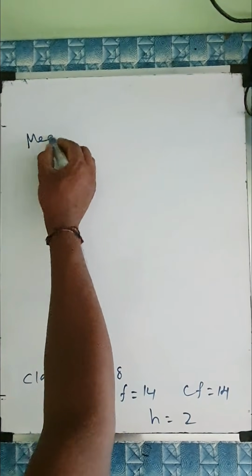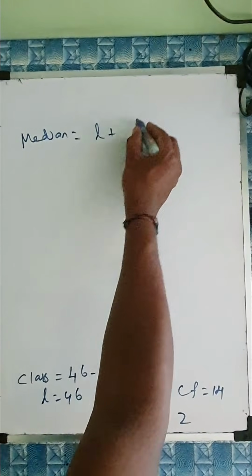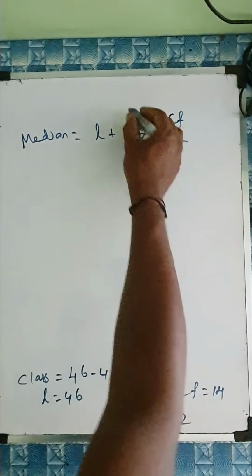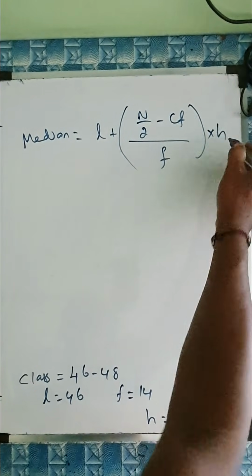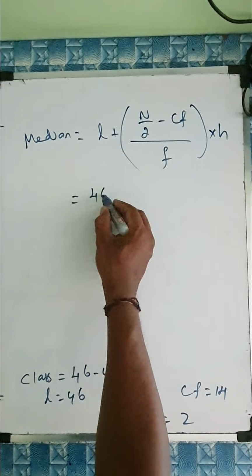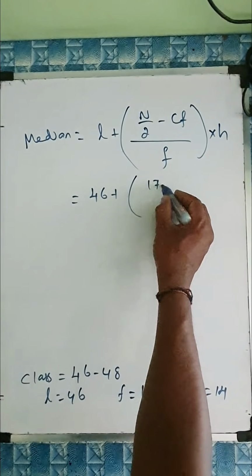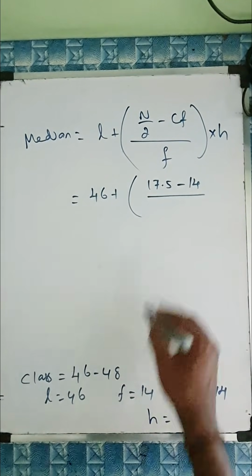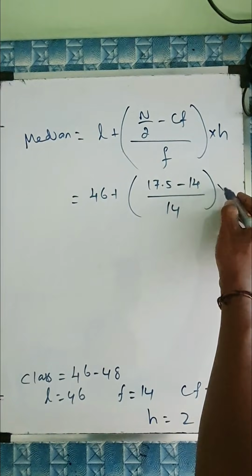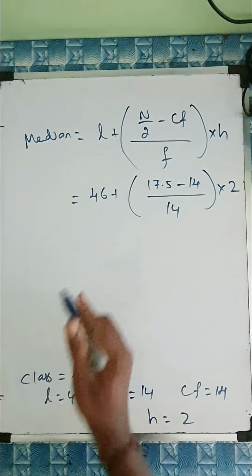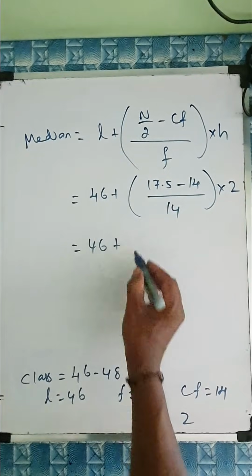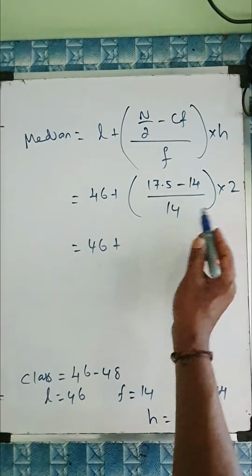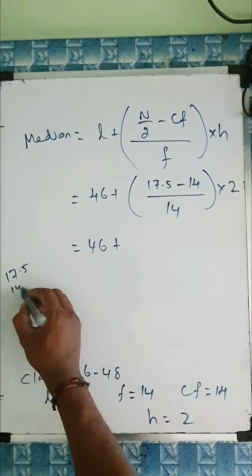So median equals L plus (n by 2 minus CF) by f, into h. L we got 46, n by 2 is 17.5, CF is 14, frequency also 14, and h is 2. So now 46 plus (17.5 minus 14) by 14 into 2. You subtract 17.5 minus 14 like this.